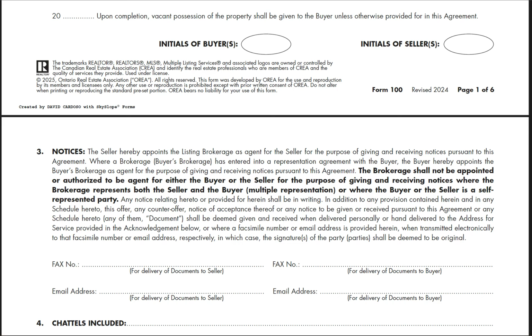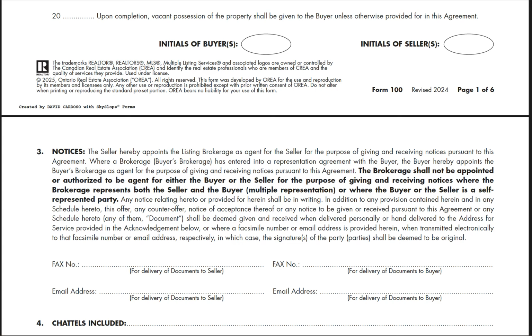In the case of multiple representation, which basically means that the agent is providing services for both the buyer and the seller, then in that regard, the brokerage cannot act as an agent for giving and receiving notices. In this case, the buyer and seller must communicate directly or use their lawyers for notices. Self-represented parties: if either party is not using a brokerage, they must personally handle their own notices.